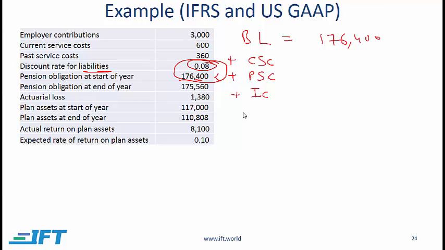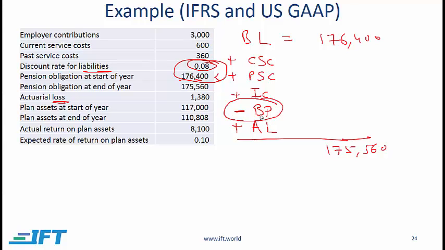So the benefit paid will actually reduce the liability. So you can say minus the benefit paid. And then we have an actuarial loss. An actuarial loss increases the liability. So we can add the actuarial loss. And when we do this maths, what we should end up with is the pension obligation at the end of the year, which is 175,560. Of all these numbers, the only one that we do not know is this benefit paid.